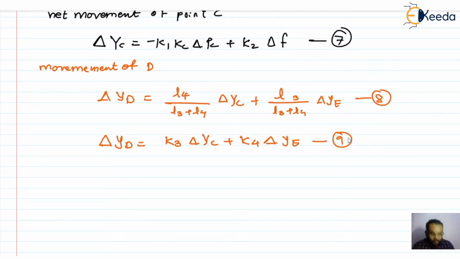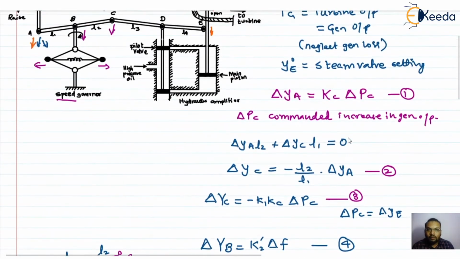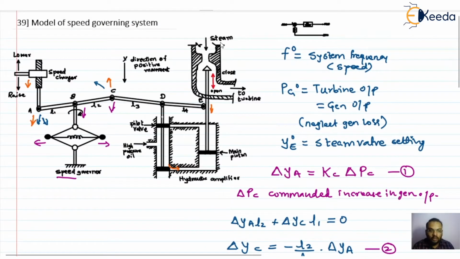Okay, now what happens as this point D is moving? Suppose if it moves downward, what happens? This high pressure oil will enter here, and it will enter this chamber through this valve opening. So it will push this main piston upward. What will happen because of that, the steam input will get reduced, and there is a corresponding reduction in the speed of the turbine.